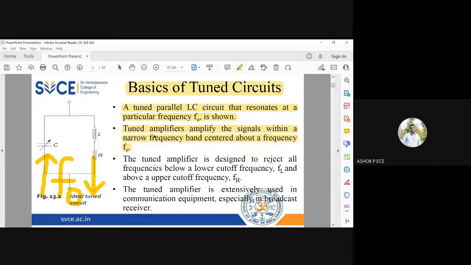So we say that tuned amplifiers amplify signals only in a narrow band of frequency, and the peak amplification happens at the resonant frequency F naught, which is given by 1 by 2 pi root of LC. Any frequencies below the cutoff frequency FL will be rejected. Any frequencies above the cutoff frequency FH will be rejected. So your bandwidth is effectively FH minus FL. So two points to consider when you compare a tuned circuit and a conventional common emitter amplifier: in a common emitter amplifier circuit, the bandwidth is very large, but in a tuned circuit, the bandwidth is very narrow.